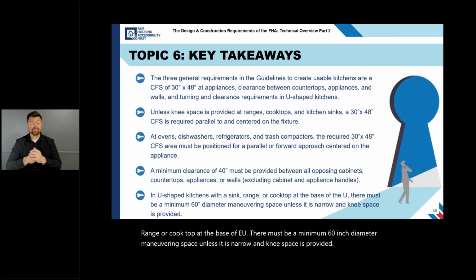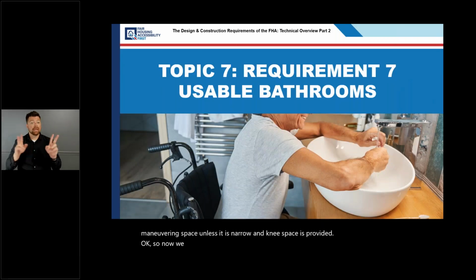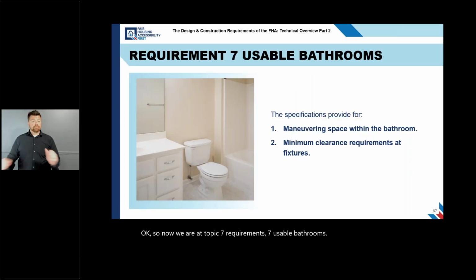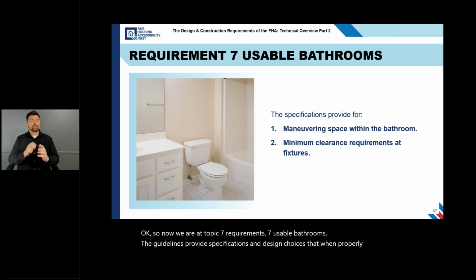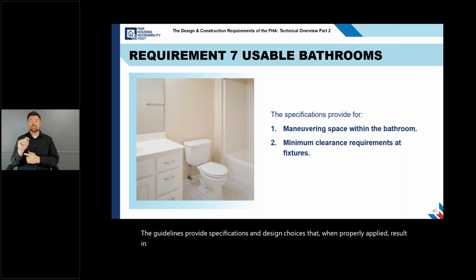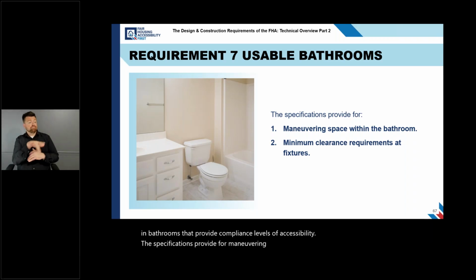Okay, so now we are at topic 7, requirement 7, usable bathrooms. The guidelines provide specifications and design choices that, when properly applied, result in bathrooms that provide compliant levels of accessibility. The specifications provide for maneuvering space within the bathroom and minimum clearance requirements at the fixtures.